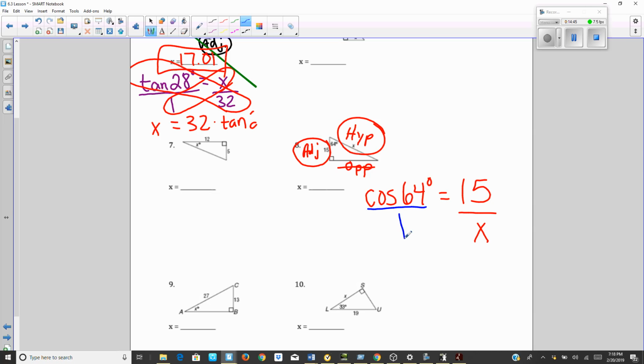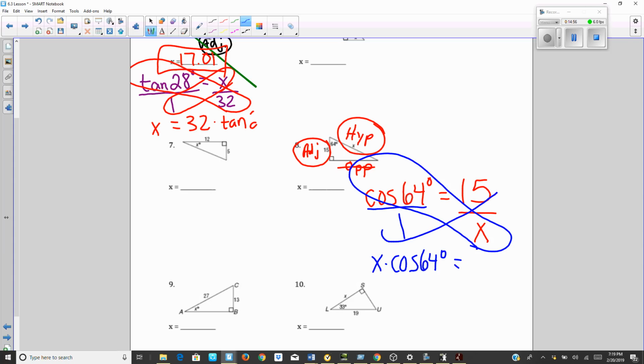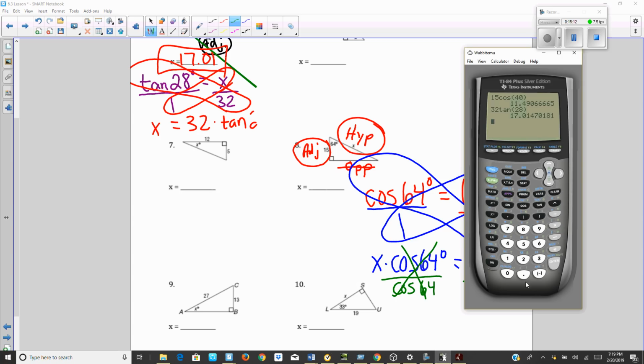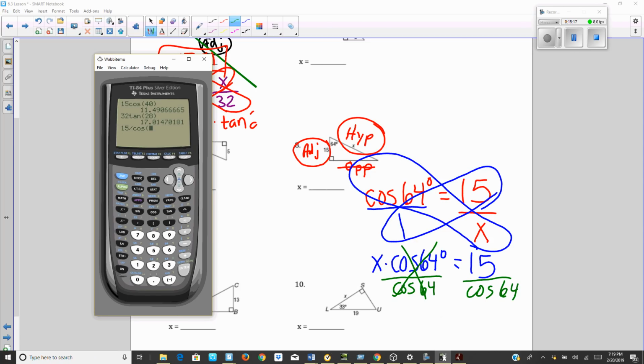So basically there's just an added step when x is on the bottom, because when we cross multiply here, we get x times the cosine of 64. Can't really multiply those two things together. We cross multiply here, we get 15. Undo that multiplication with division. And then type in 15 divided by the cosine of 64, and we're done. So 34.2.